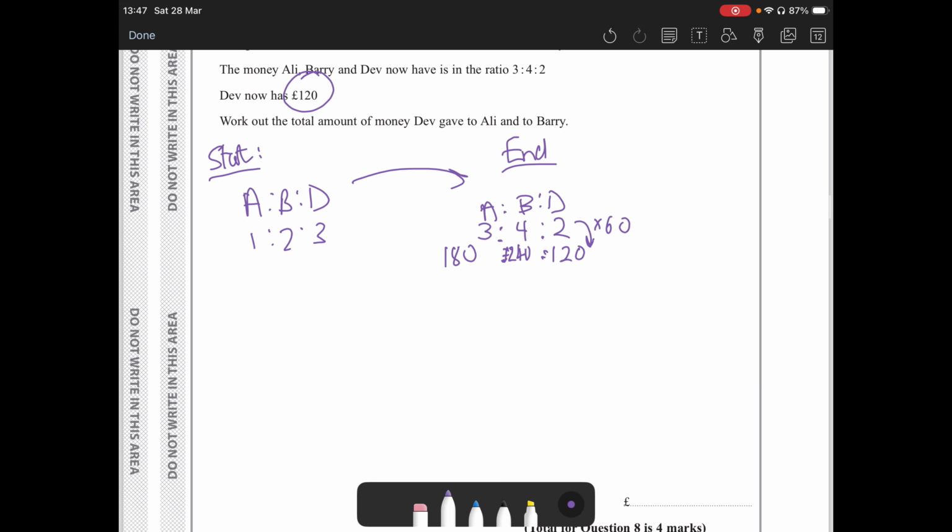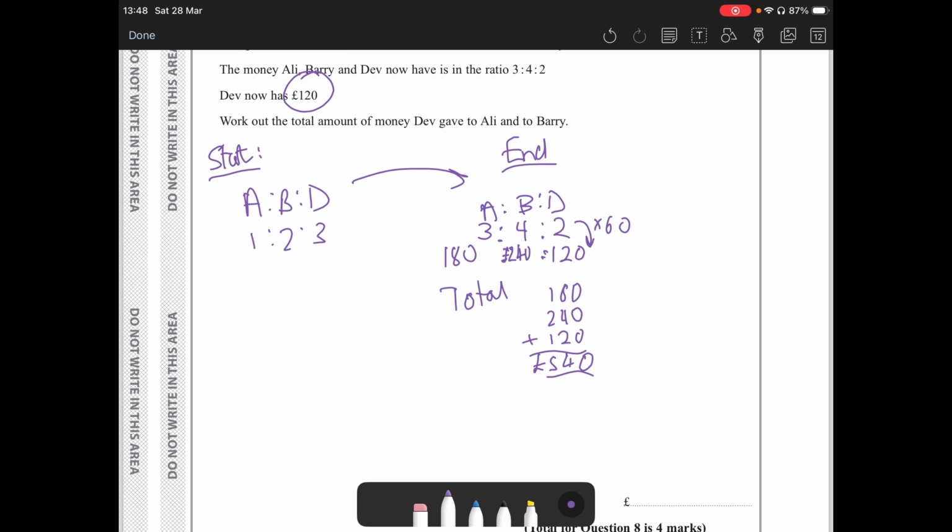Yeah, so here's what I'm thinking. The total amount of Ali, Barry, and Dev is 180, 240, and 120, right? This is enough information to work out totals here. So the total amount will be 540. And this is important because this is how much they start and end with.